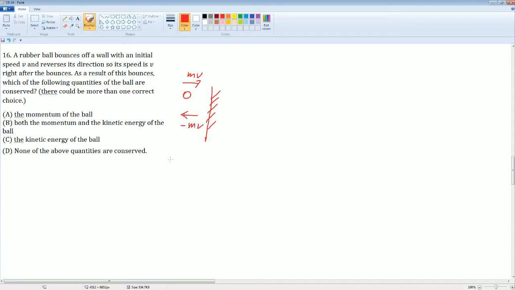Negative mv. We know that the change in momentum is going to be mv final minus mv initial. So that would be mv minus negative mv. This would be 2mv. So this is not correct. It wouldn't be the momentum of the ball. This proves it. Both the momentum and the kinetic energy of the ball? Nope, that doesn't make sense. The momentum would be off already.